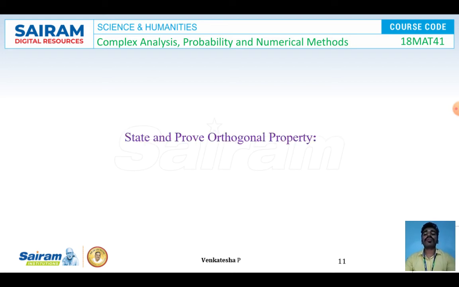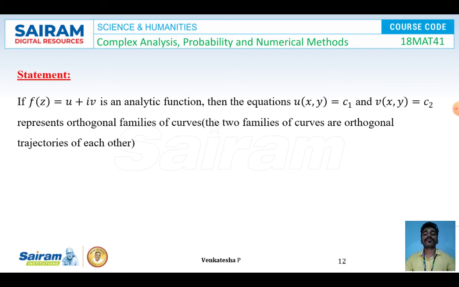Next property number 2 is orthogonal property. State and prove orthogonal property. The statement is, if f(z) = u + iv is an analytical function, then the equations u(x,y) = c1 and v(x,y) = c2 represent the orthogonal families of curves. That is, the two families of curves are orthogonal trajectories to each other.